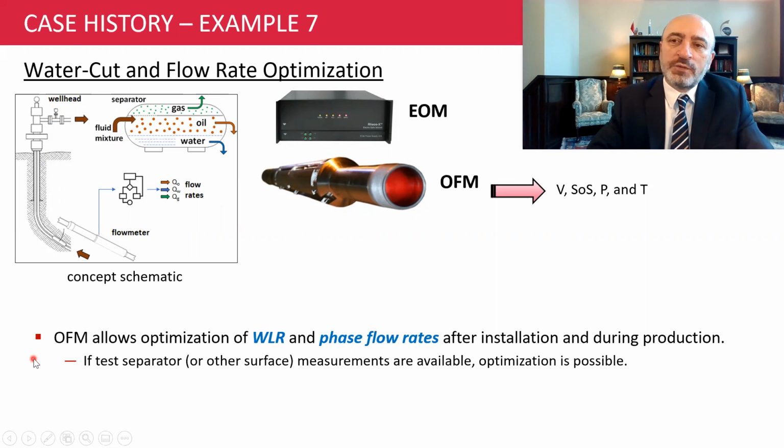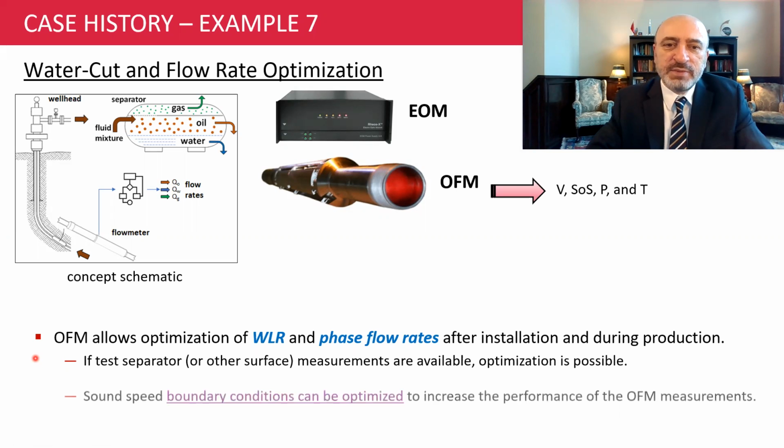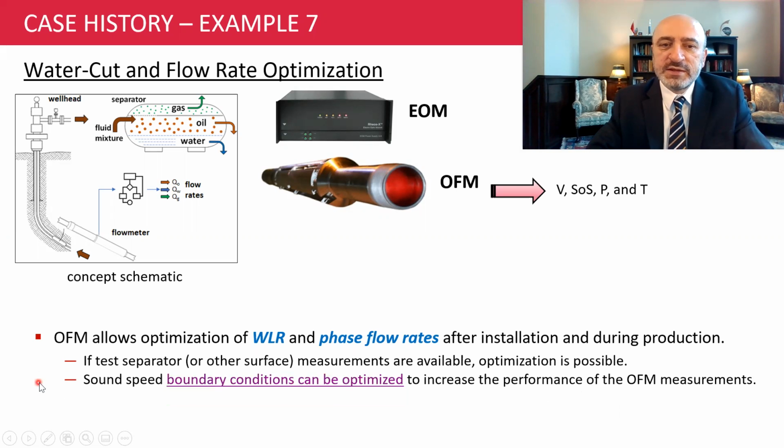So the main idea of the optimization is to utilize the surface measurements once they are available after the production started. It is then possible to optimize the performance of a downhole optical flow meter. And this is done essentially by optimizing the single-phase sound speed boundary conditions. We will go a little deeper on these boundary conditions now.